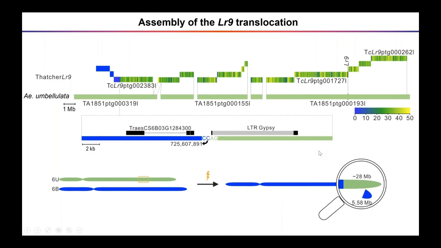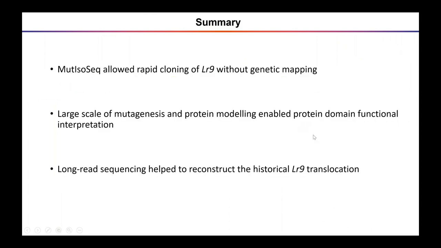To summarize our work, we have developed the mutant association, which allows the rapid cloning of R9 without genetic mapping. And also the large scale mutagenesis and protein modeling enabled the protein domain functional interpretations. And also we used long read sequencing, which helped to reconstruct the historical R9 translocation.